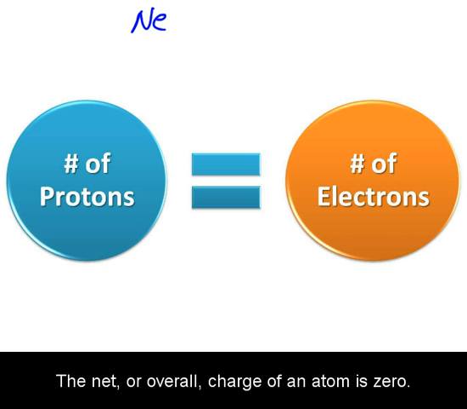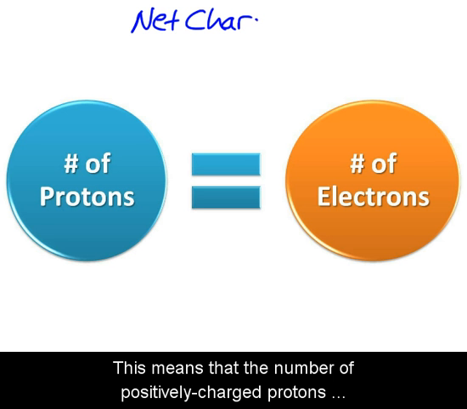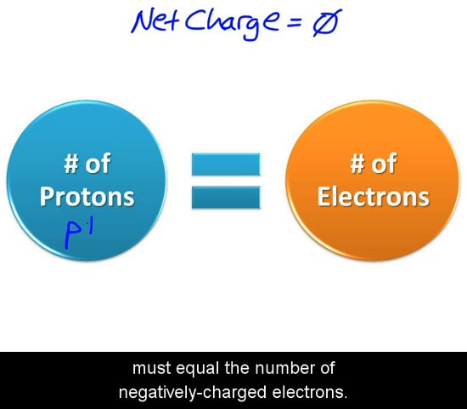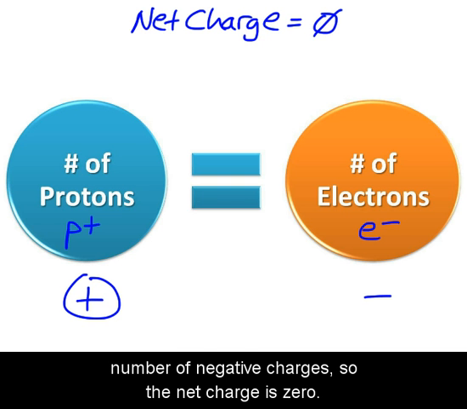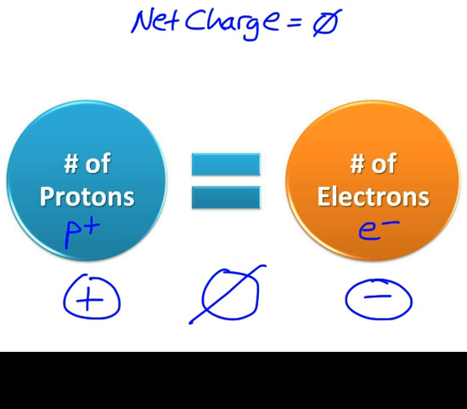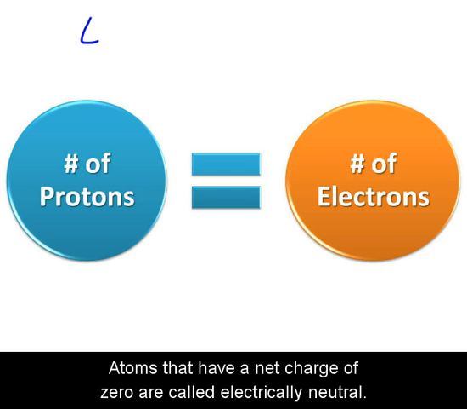The net, or overall, charge of an atom is 0. This means that the number of positively charged protons must equal the number of negatively charged electrons. The number of positive charges cancels out the number of negative charges, so the net charge is 0. Atoms that have a net charge of 0 are called electrically neutral.